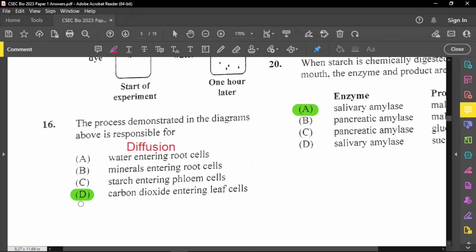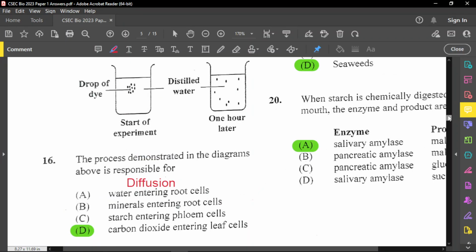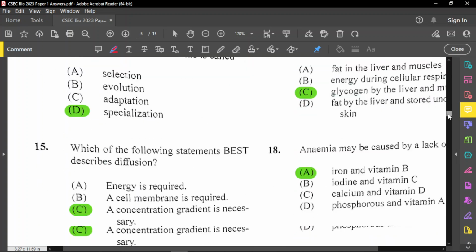And so the only diffusion process that is described right here is carbon dioxide entering leaf cells. All right, so carbon dioxide moved by diffusion. So option D is correct. All right, let's jump to question number 17 now, and that one is on top.